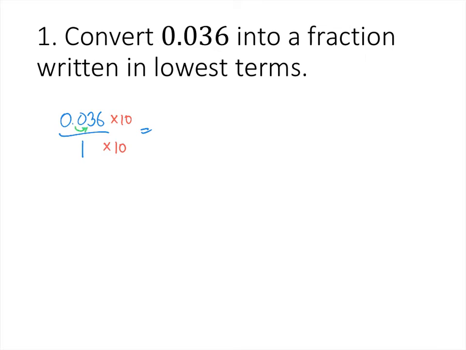So now on the top, we have 0.36, and on the bottom we have 10. But of course, now we still have a decimal, so we can multiply by 10 again. On the top, that's going to now give us 3.6 and 100 on the bottom. Still have a decimal, so we can multiply by 10 one more time. And that's going to give us 36 divided by 1,000.